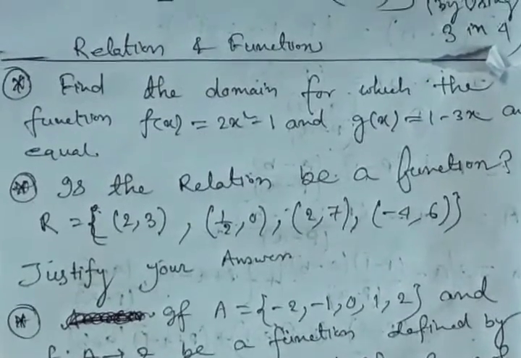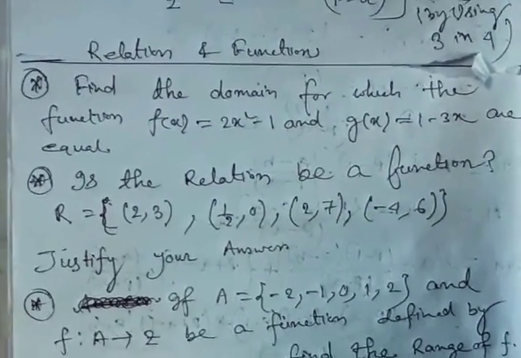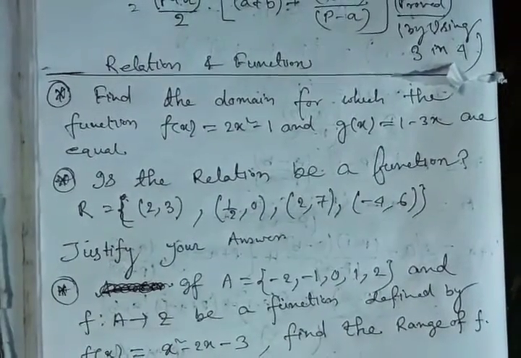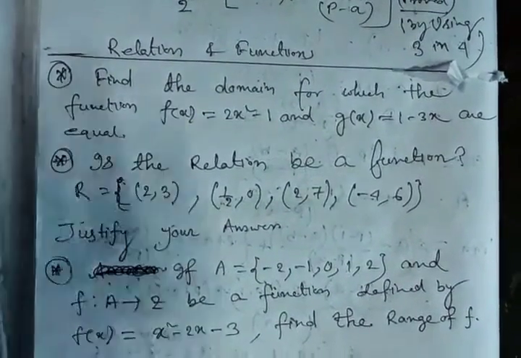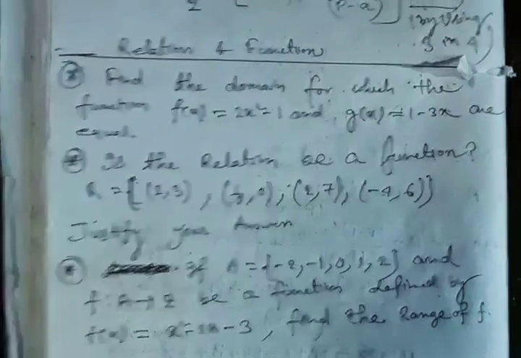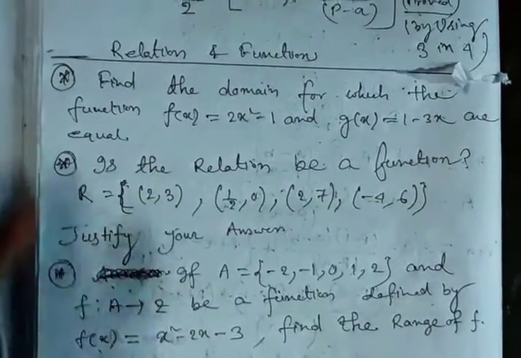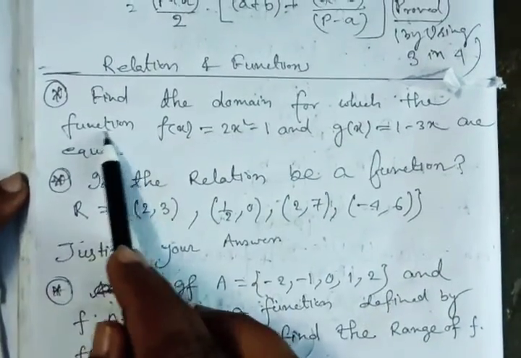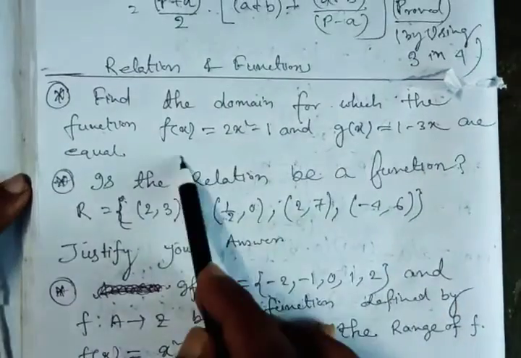In this video, we are going to discuss some questions related to the class 11 relation and function chapter. So, coming to the question, let us take the first question. What is given in the first question? Find the domain for which the functions f(x) = 2x² − 1 and g(x) = 1 − 3x are equal.